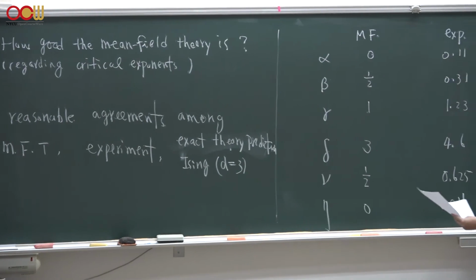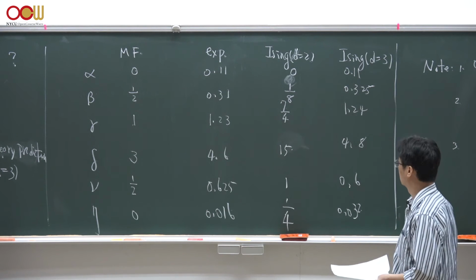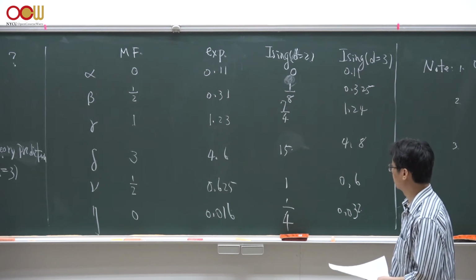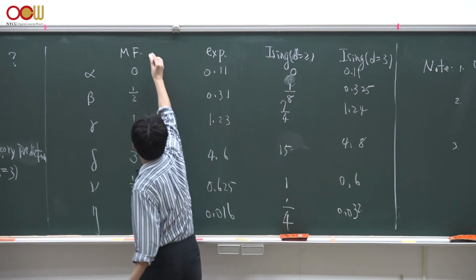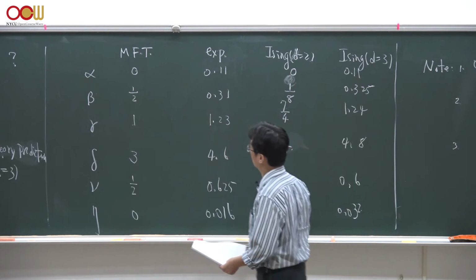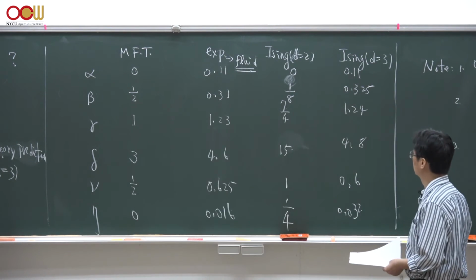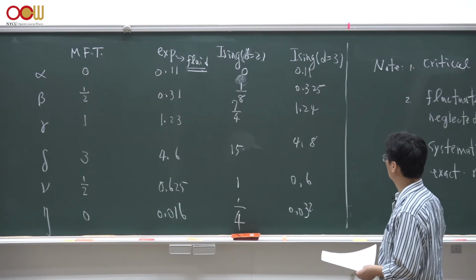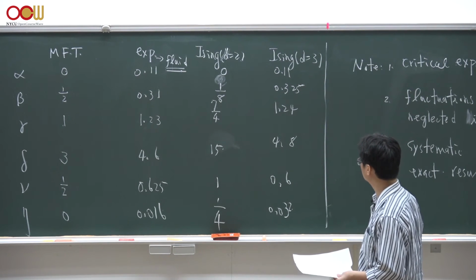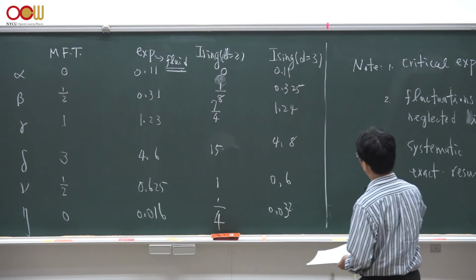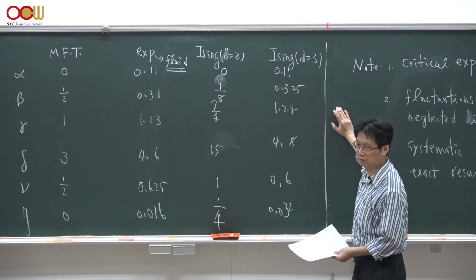In the middle, I list the table that you can find in the textbook about all these critical exponents obtained in various ways. The first column is by the mean field theory, and the second is the experimental data for this fluid system. The third column is the more exact theoretical predictions for the Ising model in 2D. And the last column is the more exact theoretical predictions for the Ising model in 3 dimensions.